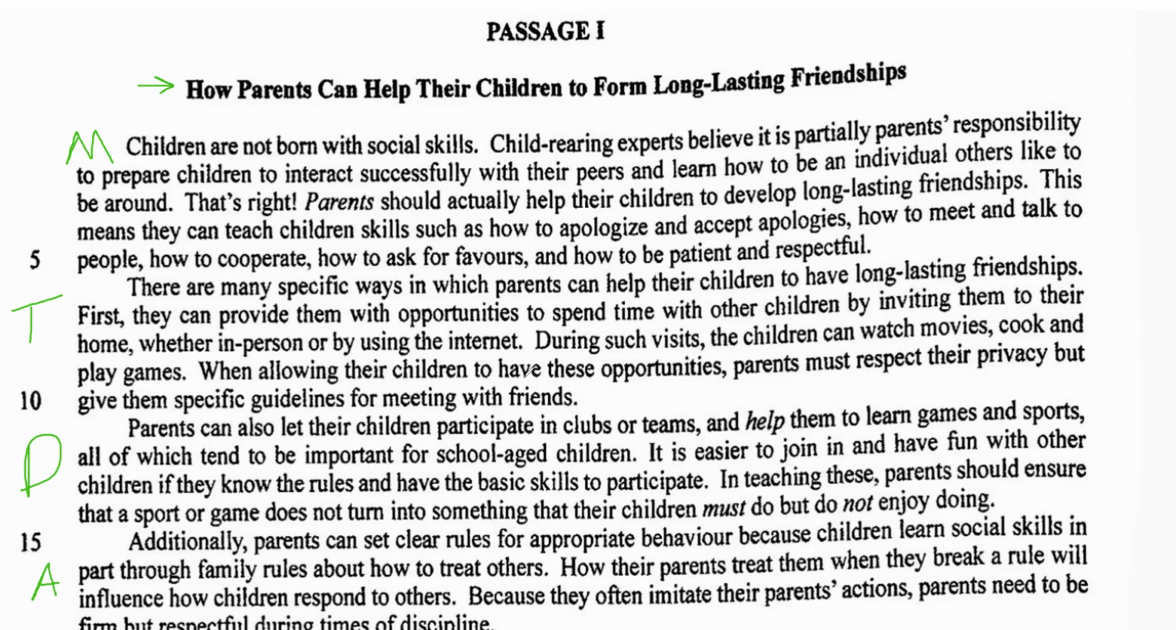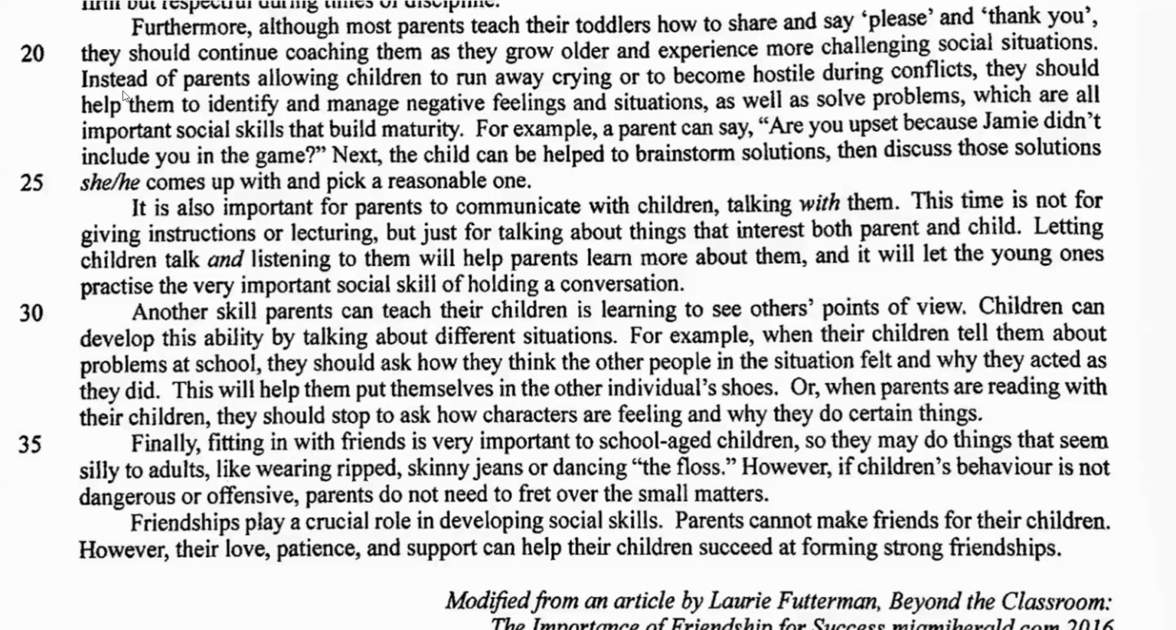Additionally, parents can set clear rules for appropriate behavior because children learn social skills in part through family rules about how to treat others. How their parents treat them when they break a rule will influence how children respond to others because they often imitate their parents' actions. Parents need to be firm but respectful during times of discipline. All right, good.